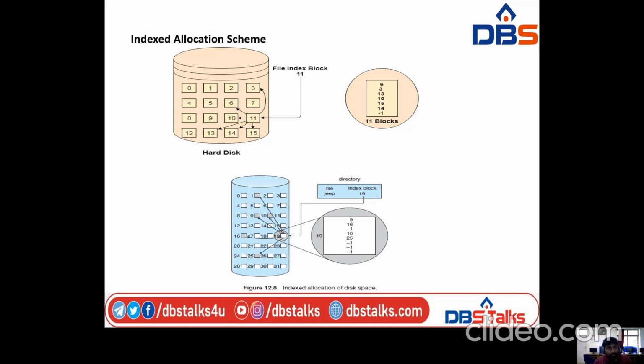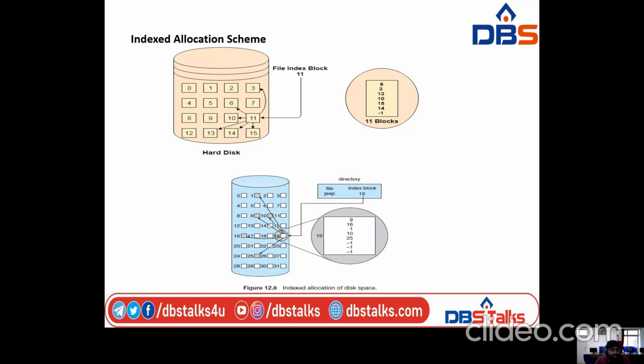Definitely, it will use the concept of pointers, and pointers will take more memory. The next one is that each block needs to be traversed. Definitely, in this method we are going to traverse each block. This is one of the drawbacks of linked list allocation.